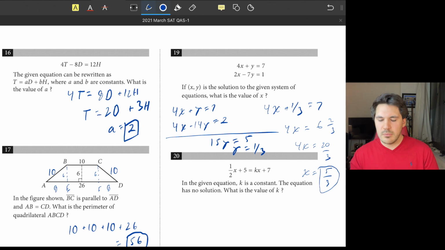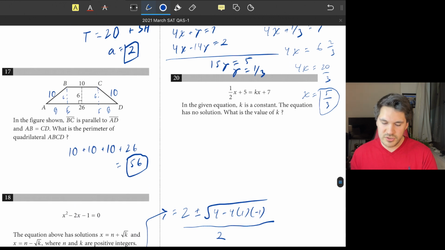Seems kind of like a weird number, and it's a little bit scary, but you can double check yourself by just plugging in the x value you got and the y value you got back into the equations and seeing if they work. And last question, number 20, 1/2 x plus 5 equals kx plus 7. In the given equation, k is a constant. The equation has no solution. What is the value of k?